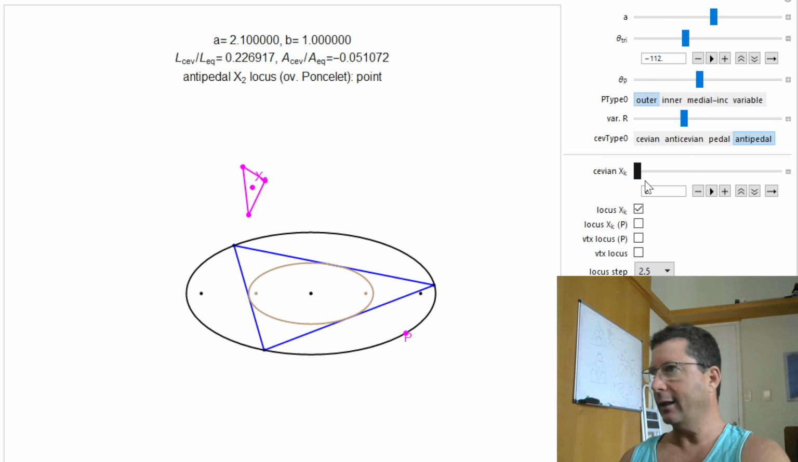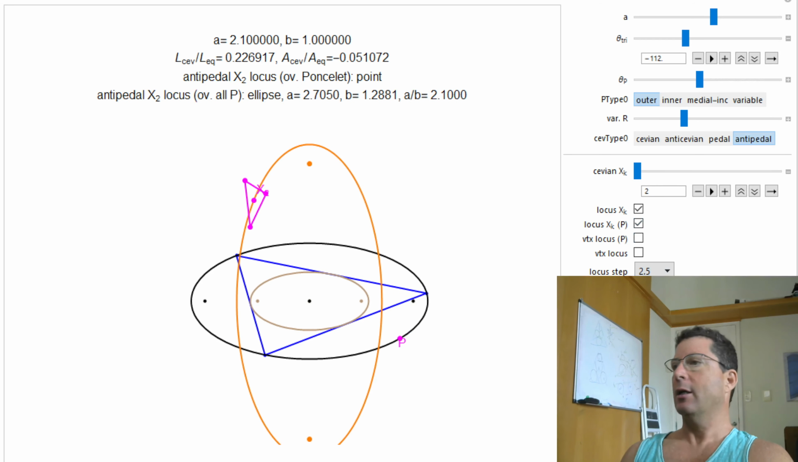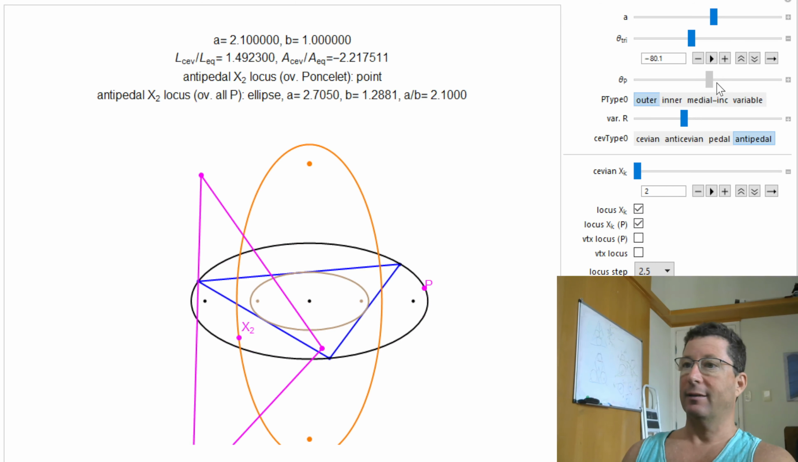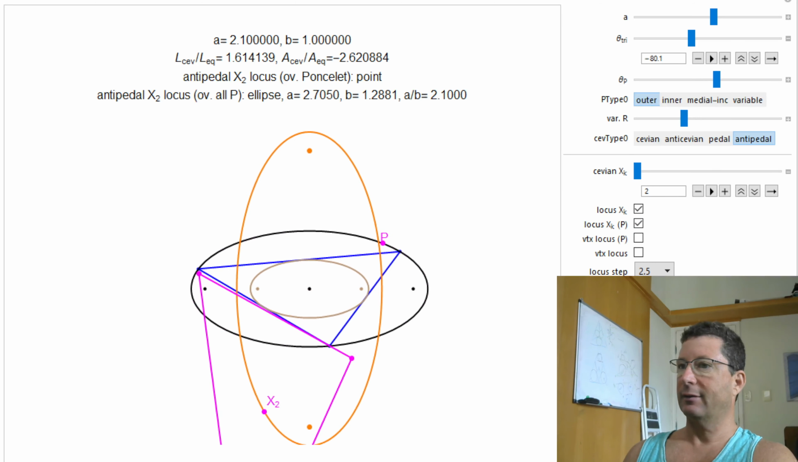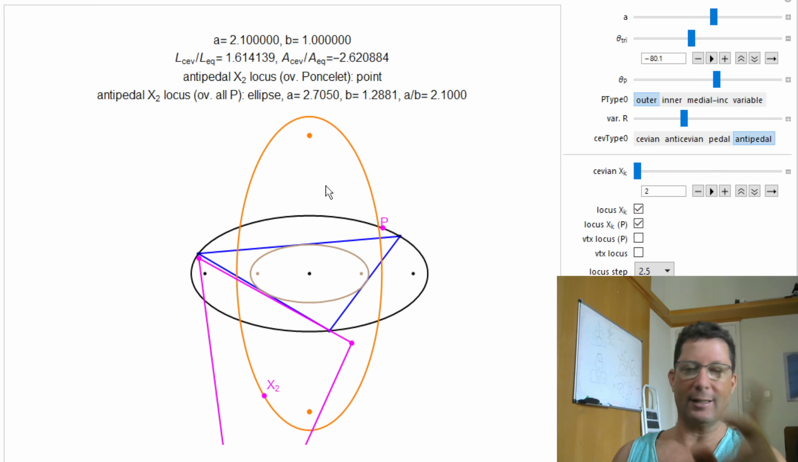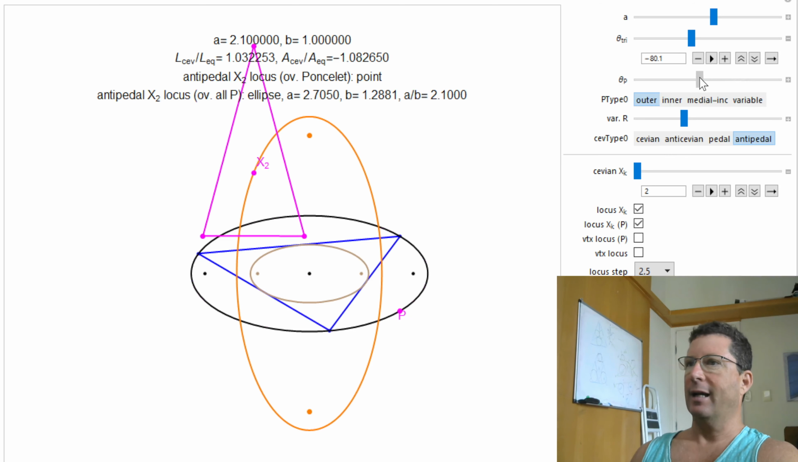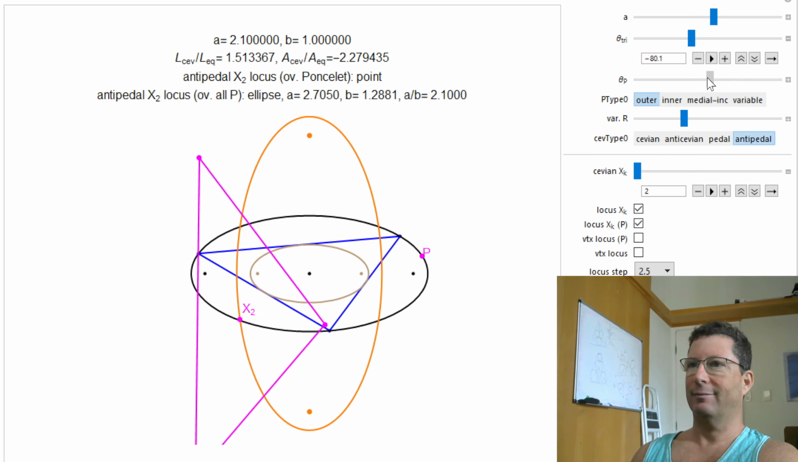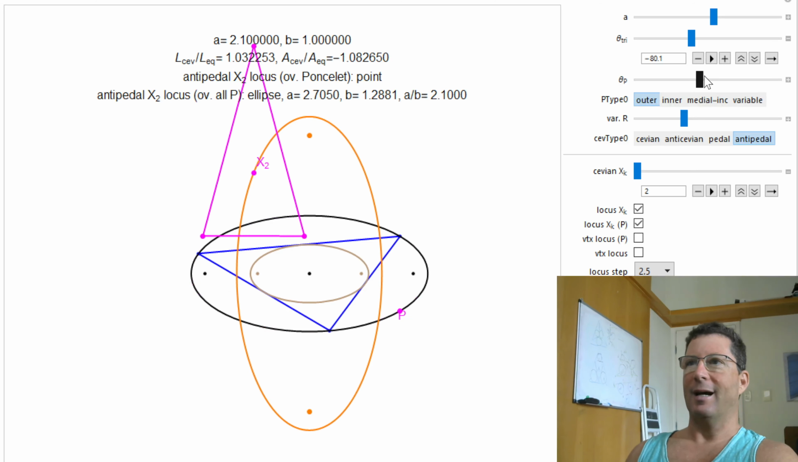Why? This guy is actually the locus of x2, not over Poncelet, but over P, is this ellipse, whose aspect ratio is identical to the originating ellipse. So that's quite nice. This is over P. And then a final phenomenon, which surprised me quite a bit. I'm going to show you guys the locus of the vertices of this guy here over P.